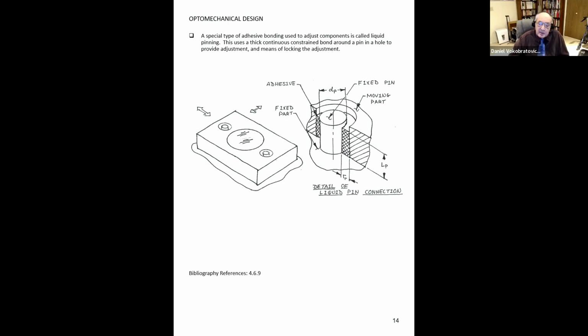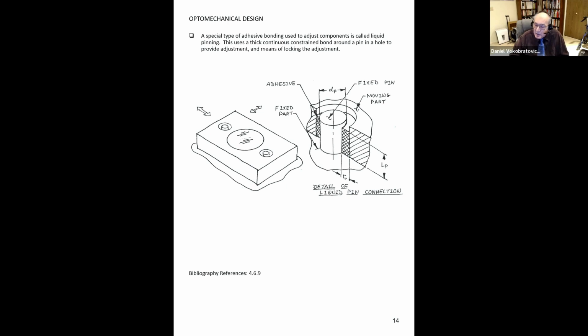Here we see an example of a liquid pin connection. We have an optic in a mount. This is a tutorial example, so it's not too terribly realistic, but the mount has 2 oversized holes. Those oversized holes go over some pins. This allows us to move the mount around relative to the fixed pins. When we are happy with the position of the optic, we then insert an adhesive around the circumference of the fixed pin, typically a high stiffness epoxy, and then this locks the mount to the structure. It's a very stiff type of adjustment.